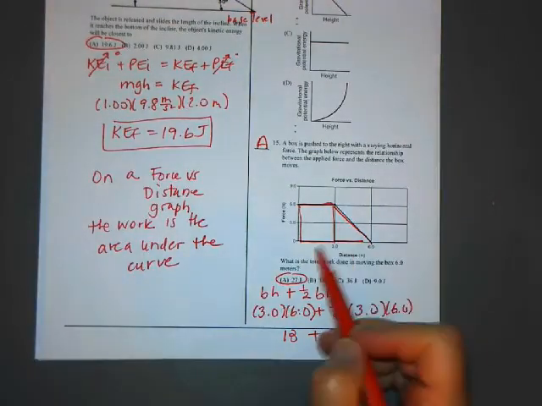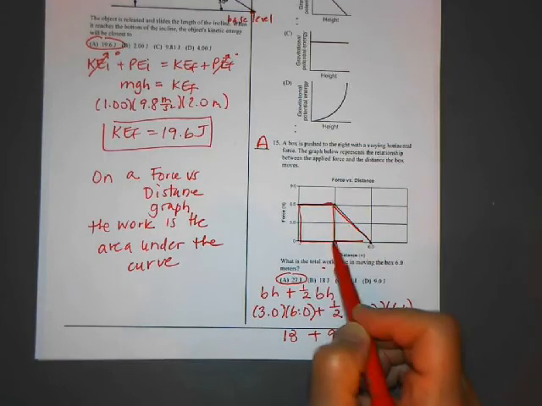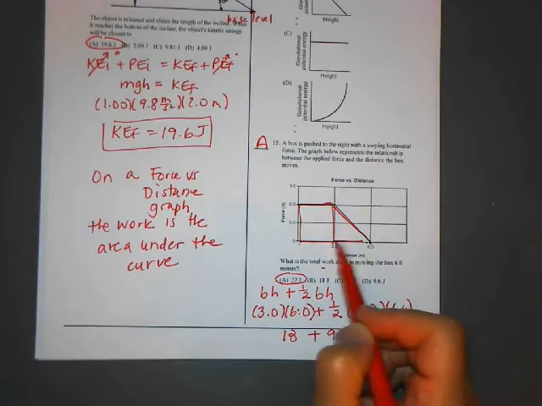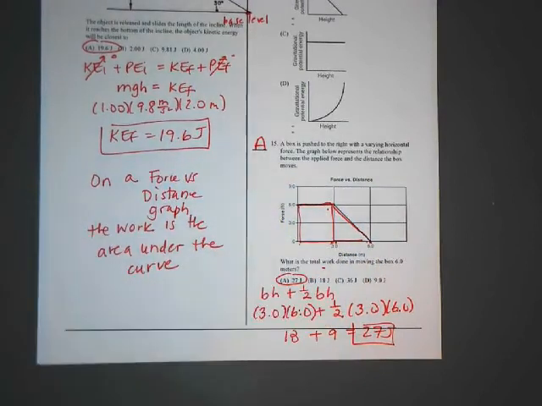So again, when we say base times height, 3 times 6, and then this, 6 minus 3 is 3, so it's 1/2 of 3 times 6. I'm just looking at this. And that's it for the multiple choice on the front.